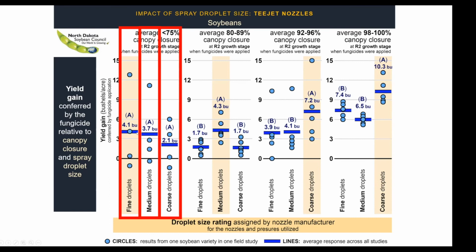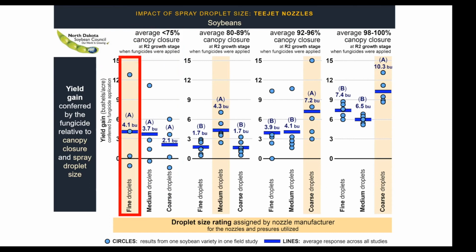Now, all that data in the middle, the blue circles, are the yield change. So the higher they are, the more yield gain. And the blue bar is the average, the median, okay? So you can see that here, there's a little bit more yield with the fine droplets. It's statistically the same. Coarse droplets a little less, but it's all statistically the same. Okay, let's move this forward then. So with fine, numerically, fine droplets are best when the canopy is at that 75% closure or less. Okay, makes sense, good coverage, right?